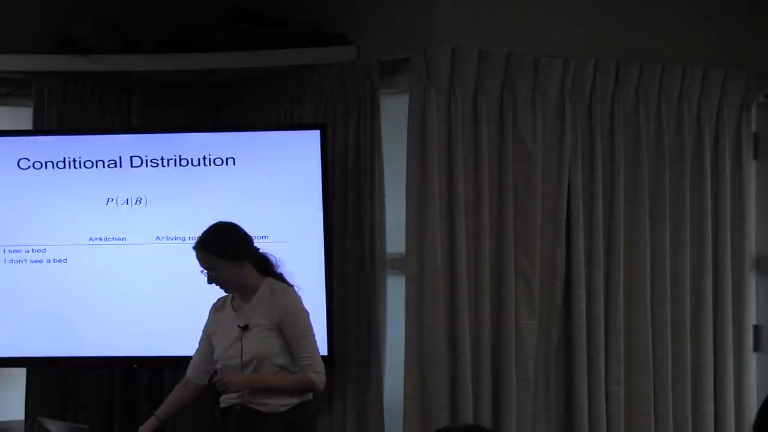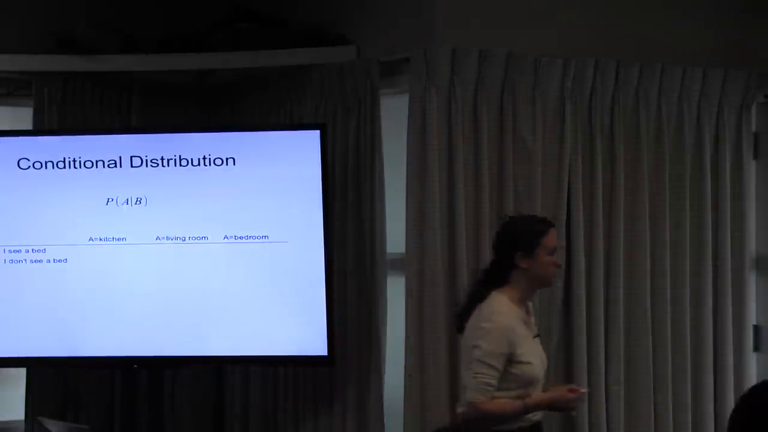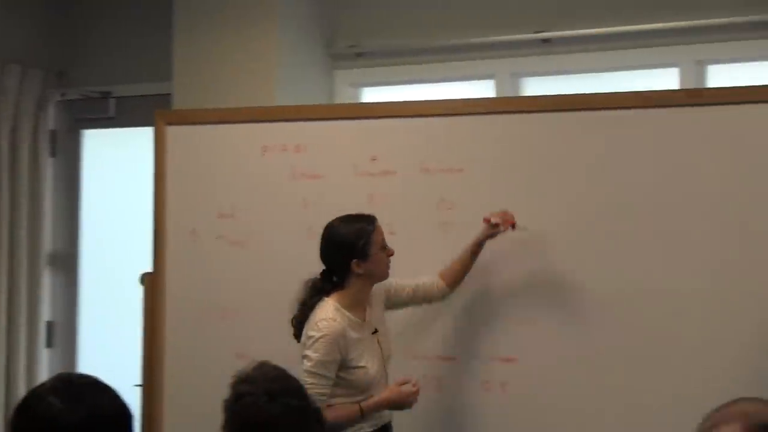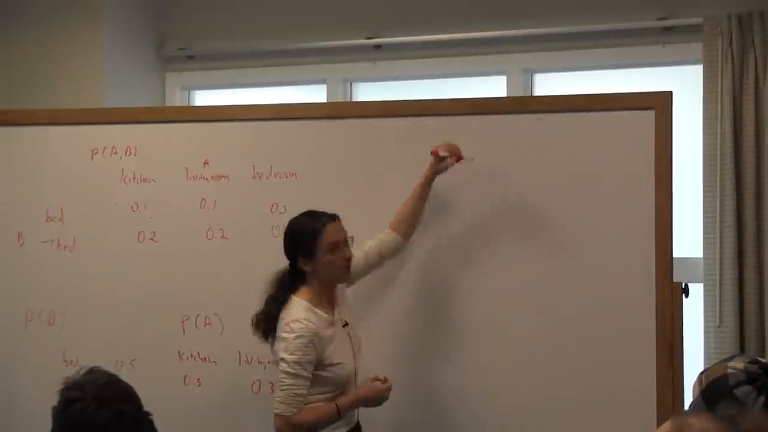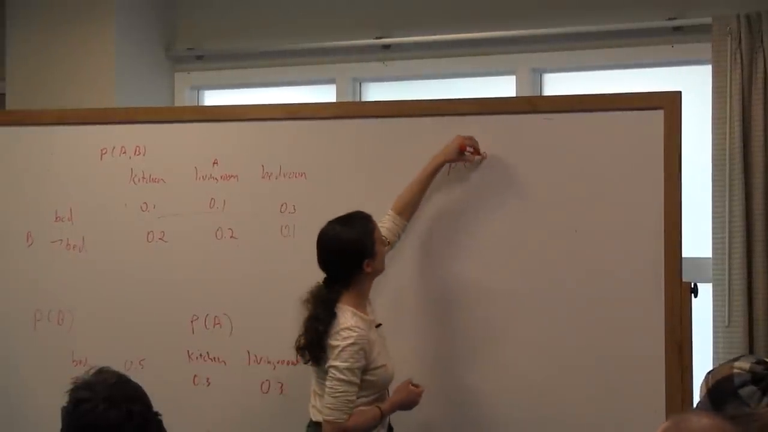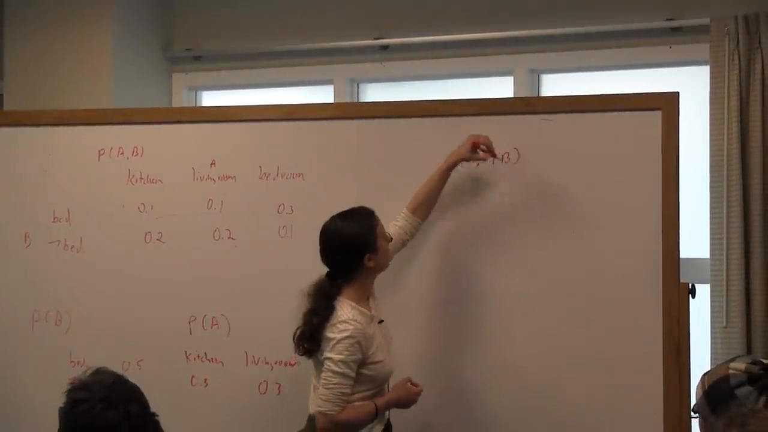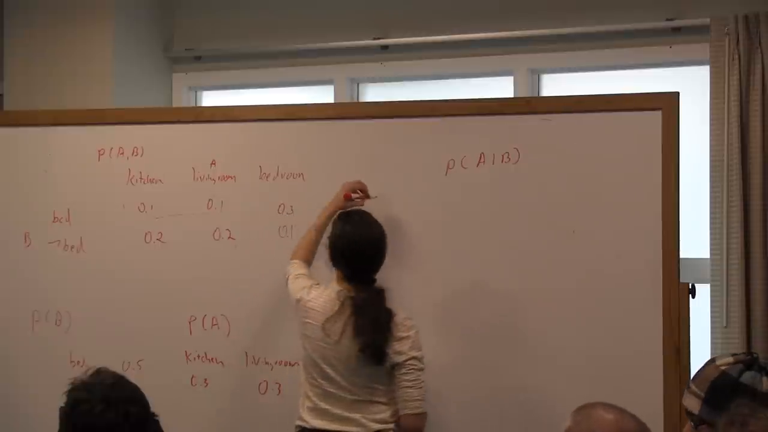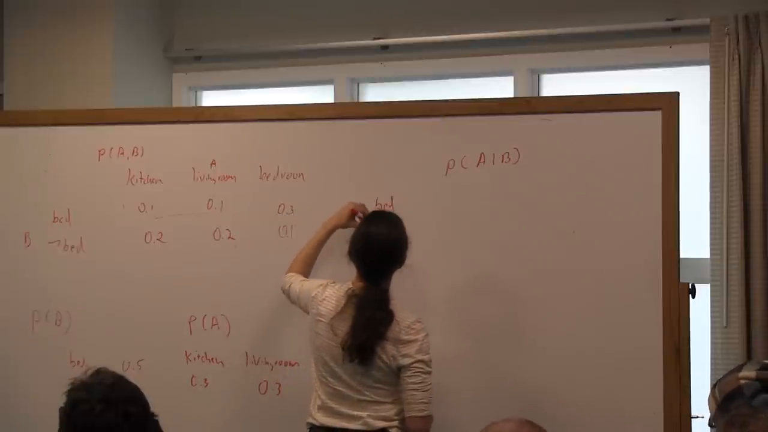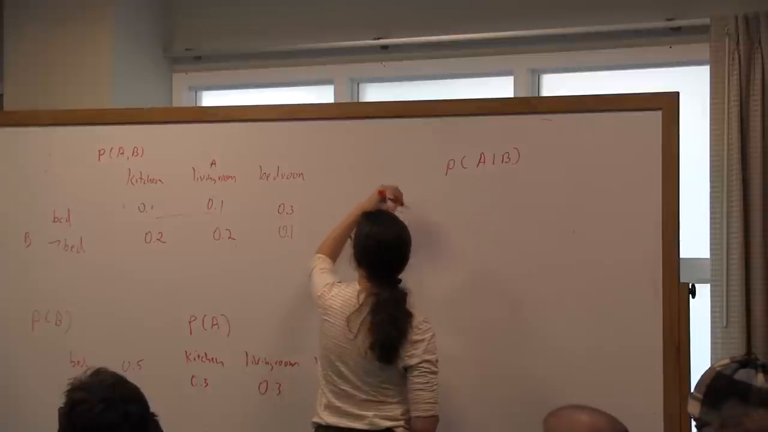All right, so now let's write down our conditional distribution. This is probability of A given B. We're going to have to use our formula. I'll write the entries first.